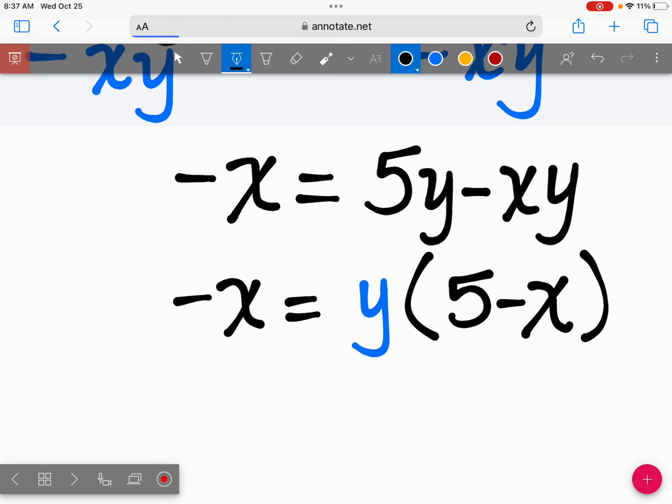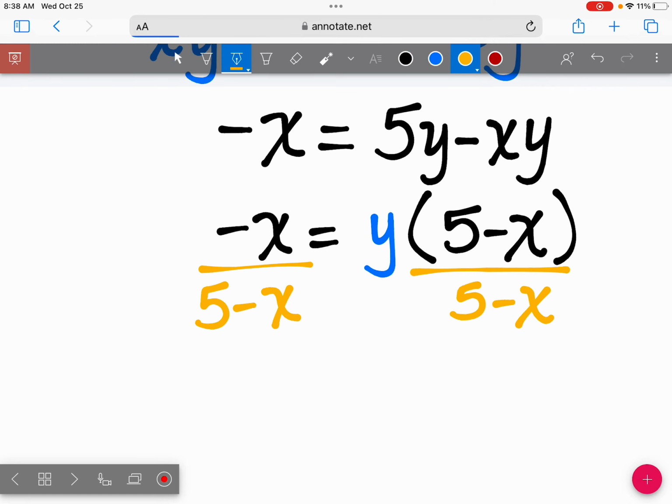So what do you think I'm going to do? Because I need to get rid of this, which is being multiplied by y. How do I get rid of this group? If it's being multiplied, I'm going to divide it. So we're going to divide both sides by 5 minus x.